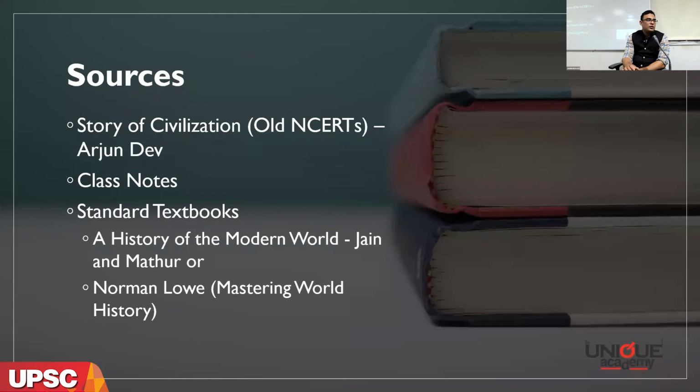But suppose you want to read something in more detail, then you can refer to either of these 2 books: A History of Modern World by Jain and Mathur, or Norman Lowe's Mastering World History. But even if you want to, don't do it till I have taught all the topics. Once I finish all the topics and you have read NCERT and my notes, then you can go and read either of these books. Not an issue. But not till then.